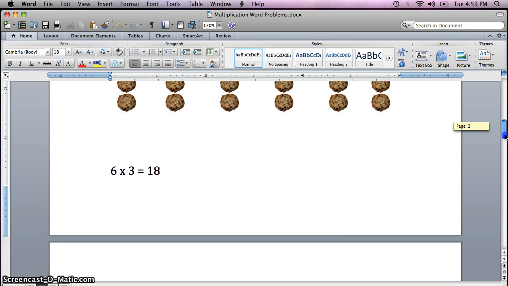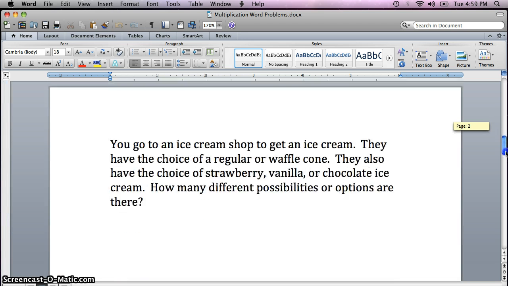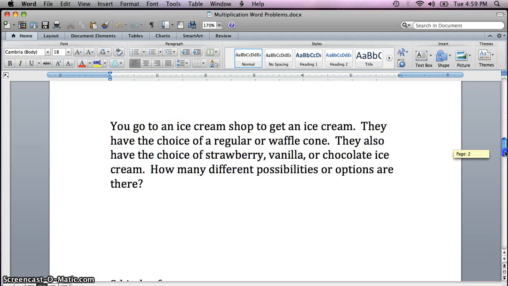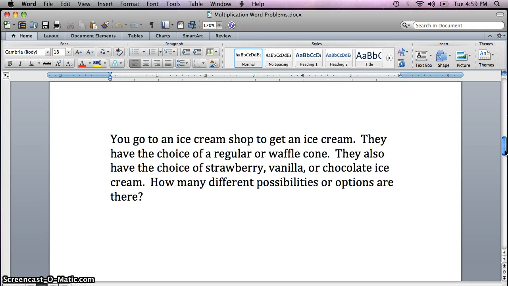We have another example, and this is a different kind of problem, but also a problem that you might encounter when doing multiplication in the real world. So here's our next problem. You go to an ice cream shop to get an ice cream. They have the choice of a regular or waffle cone. They also have the choice of strawberry, vanilla, or chocolate ice cream. How many different possibilities or options are there?